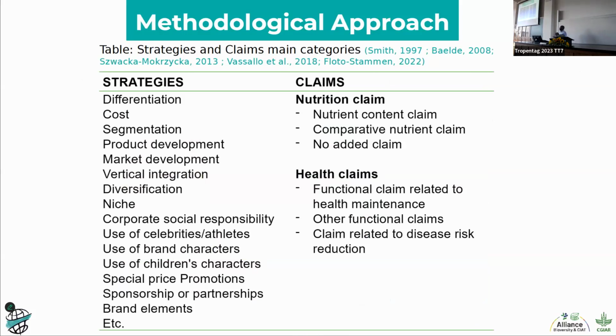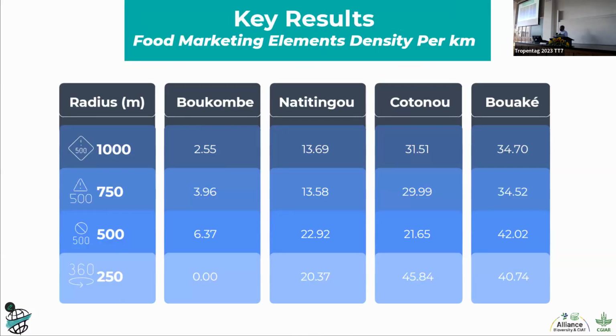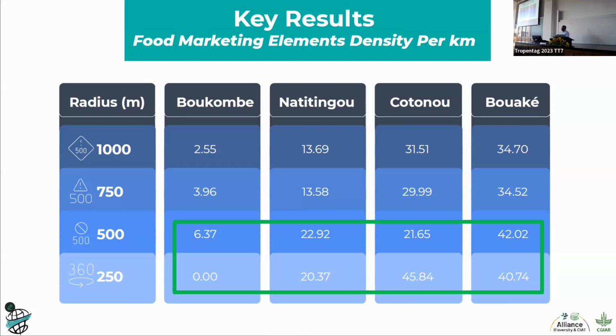I will present now some key results that we have. With this table, we are presenting the density of the food marketing elements within the school food environment. What we can easily see here is that the food marketing elements were really focused or concentrated near the school. Maybe the food industries are really targeting school children.